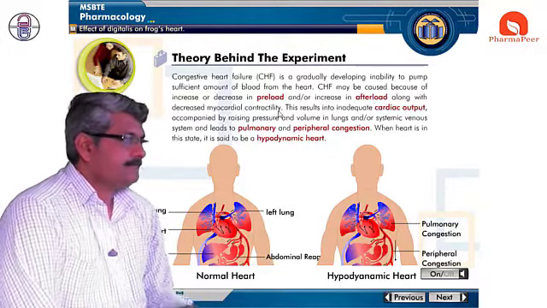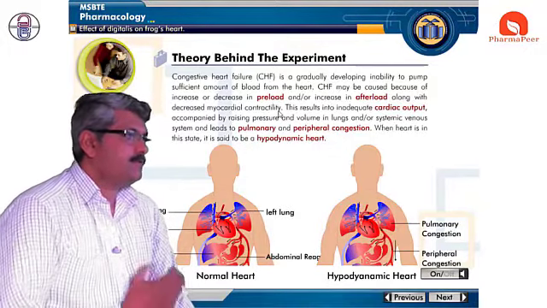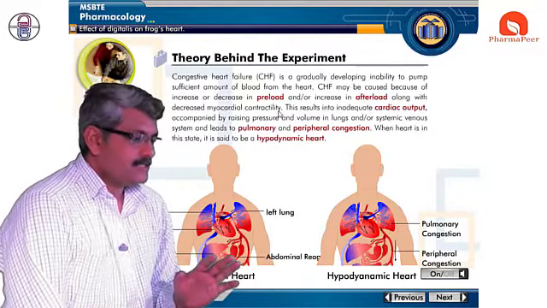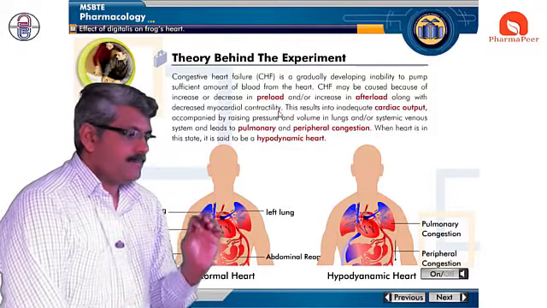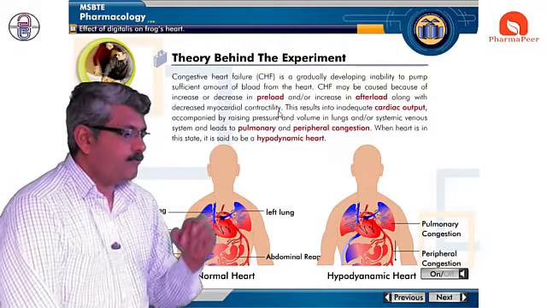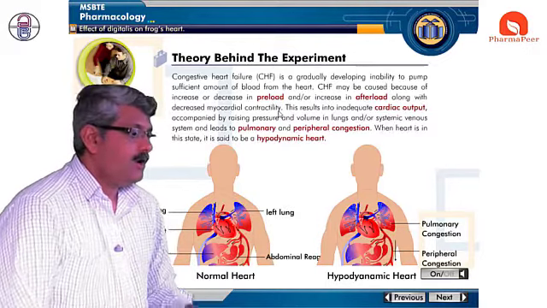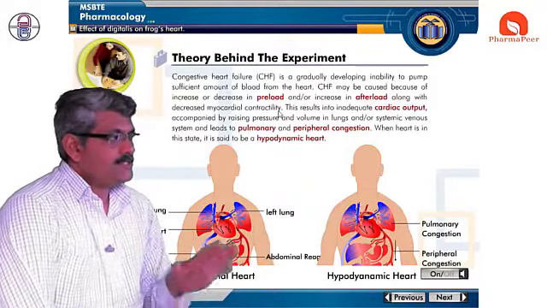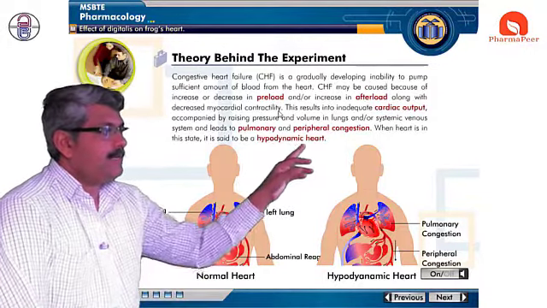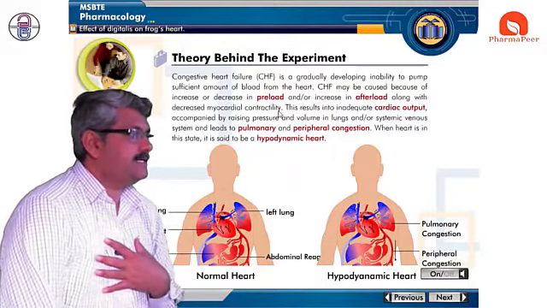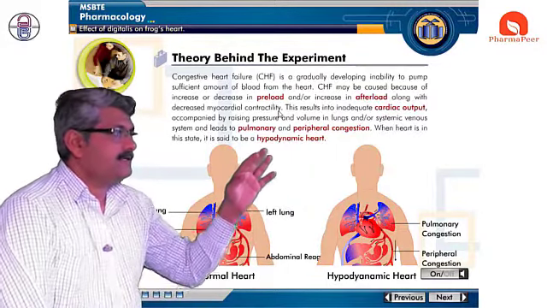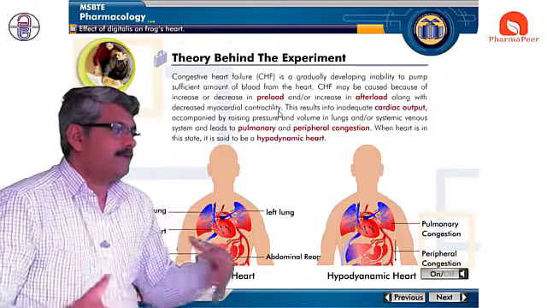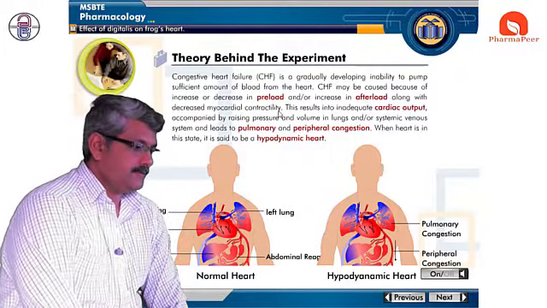This definitely results in inadequate cardiac output. The amount of blood that needs to be ejected is reduced, accompanied by raised pressure and volume in the lungs and other systemic venous areas, which results in pulmonary and peripheral congestion. Pulmonary is related to the lungs. The lungs get congested, as well as other peripheral areas.